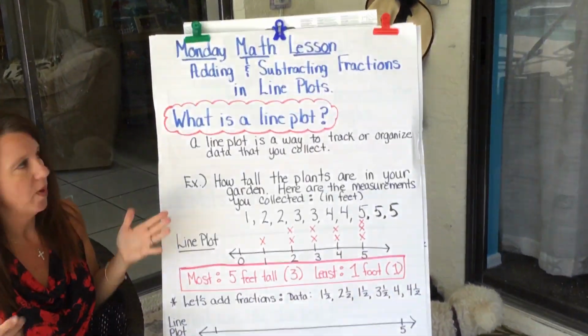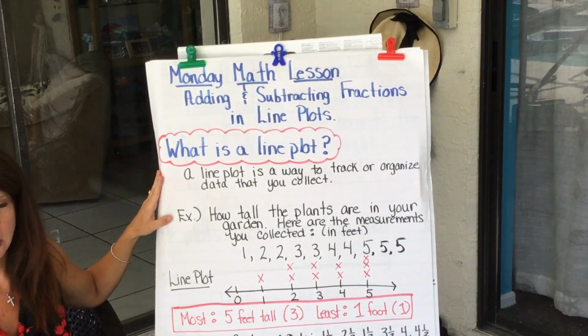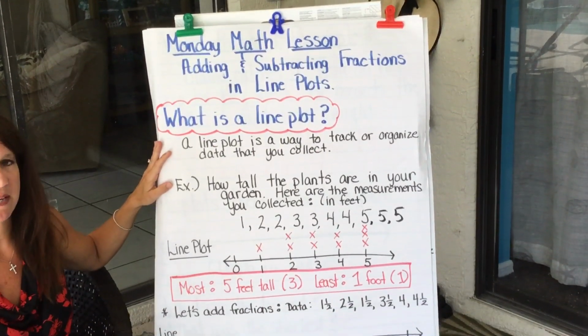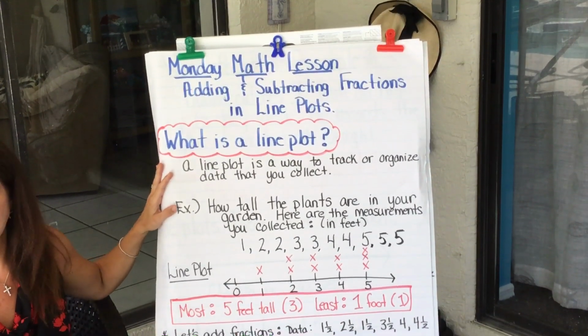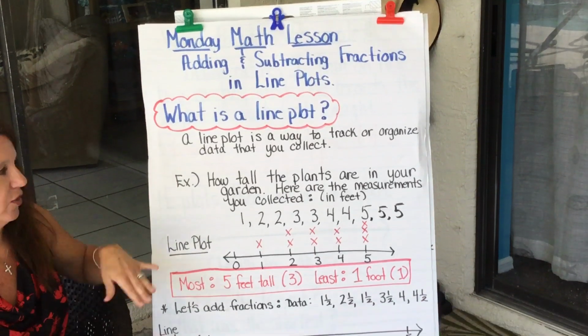So just a little quick review, what is a line plot? A line plot is a way to track or organize data that you collect. Like we do with bar graphs sometimes, or circle graphs, a line plot's another way, and similar to kind of a number line. So here's an example of just an ordinary line plot without fractions.